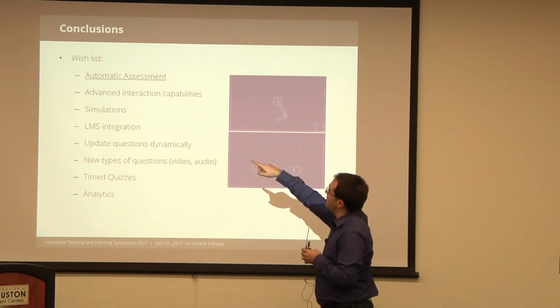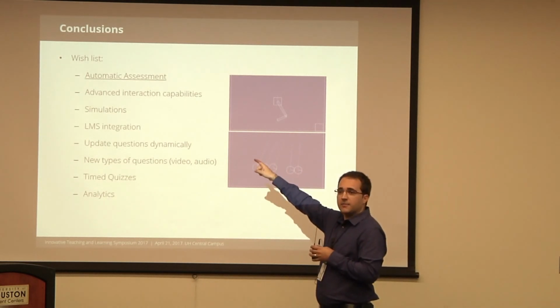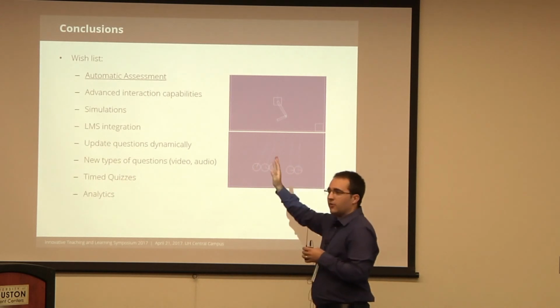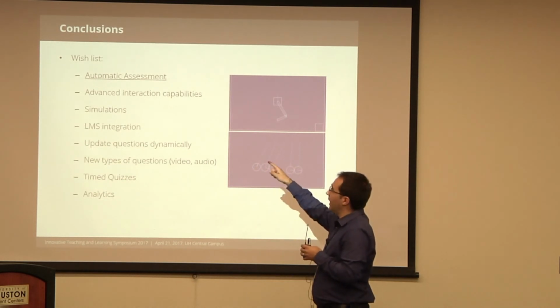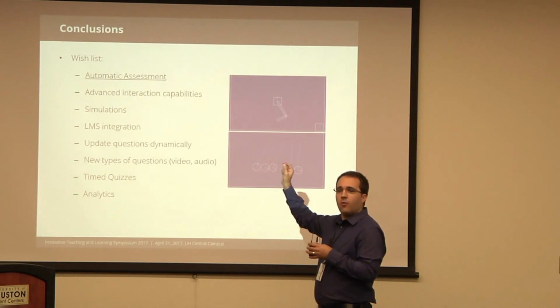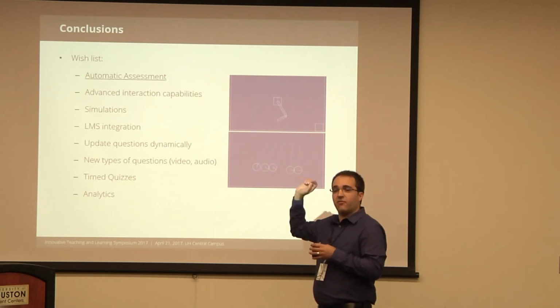The main one is, do you see that underlined text? Automatic assessment. You probably agree with me. I don't want to grade this. Okay, I want the book to grade stuff for me.